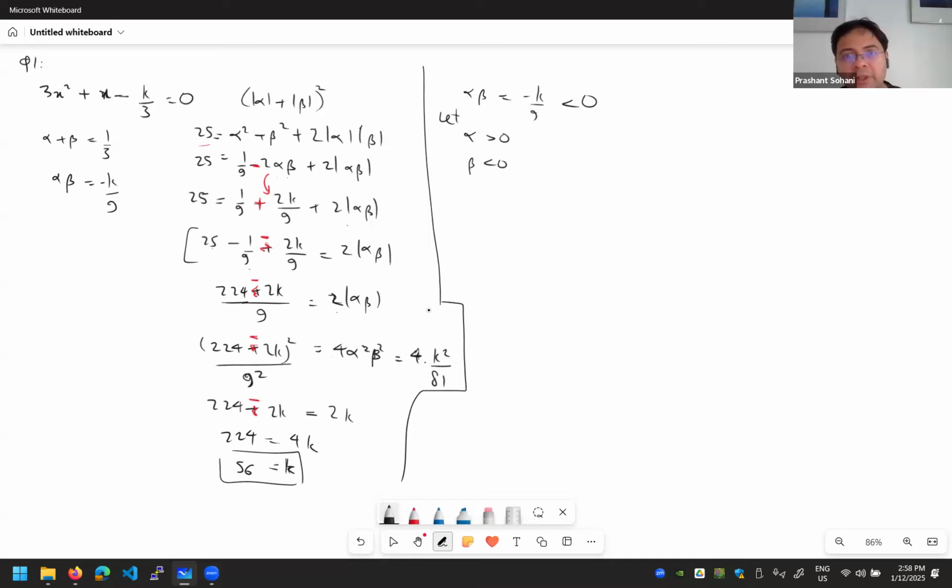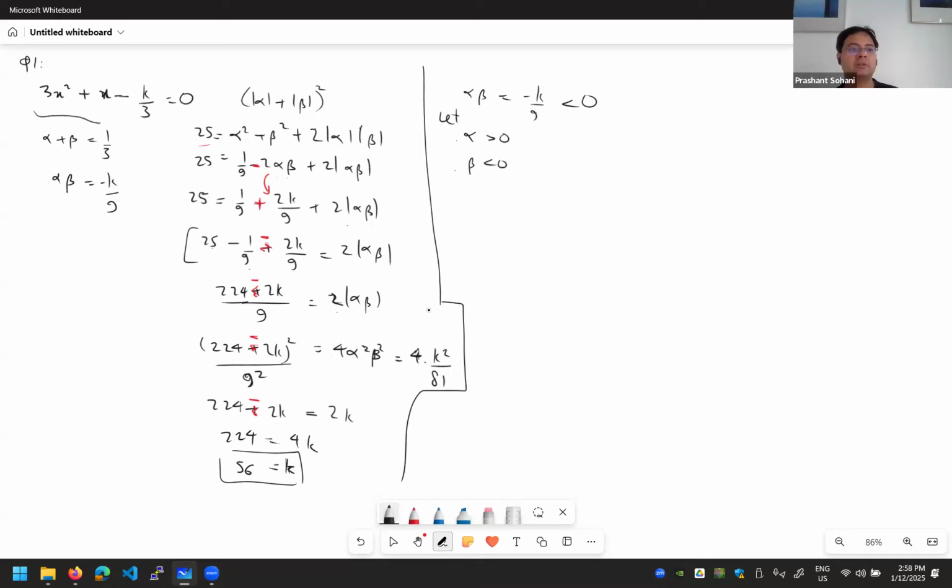No, but alpha and beta may not be integers, right? They might be fractions or irrational numbers, because that is not given. Alpha beta can be any numbers. Yes, I agree that one is positive, one is negative, but apart from that, we don't know anything about alpha beta. But we can do something else.